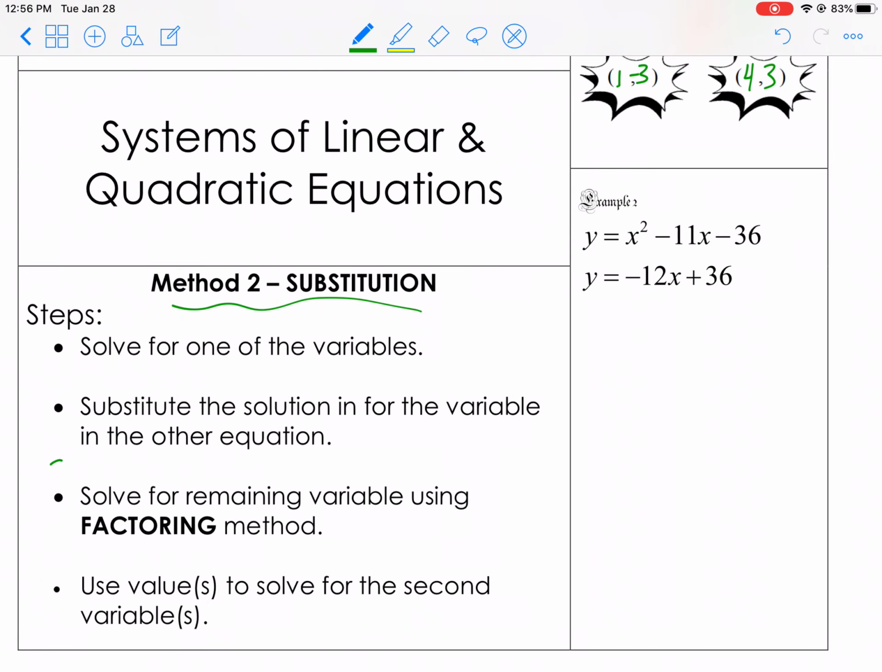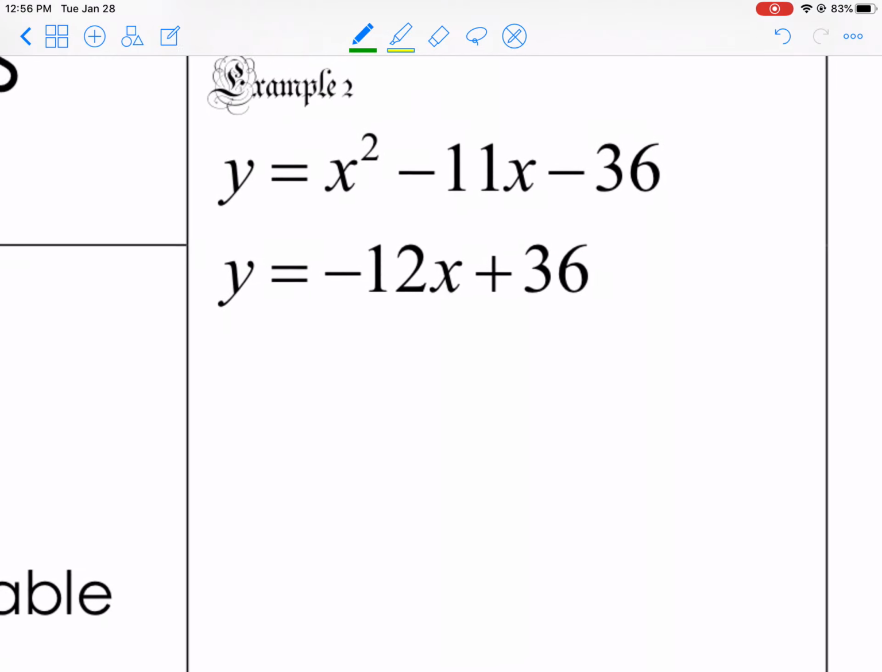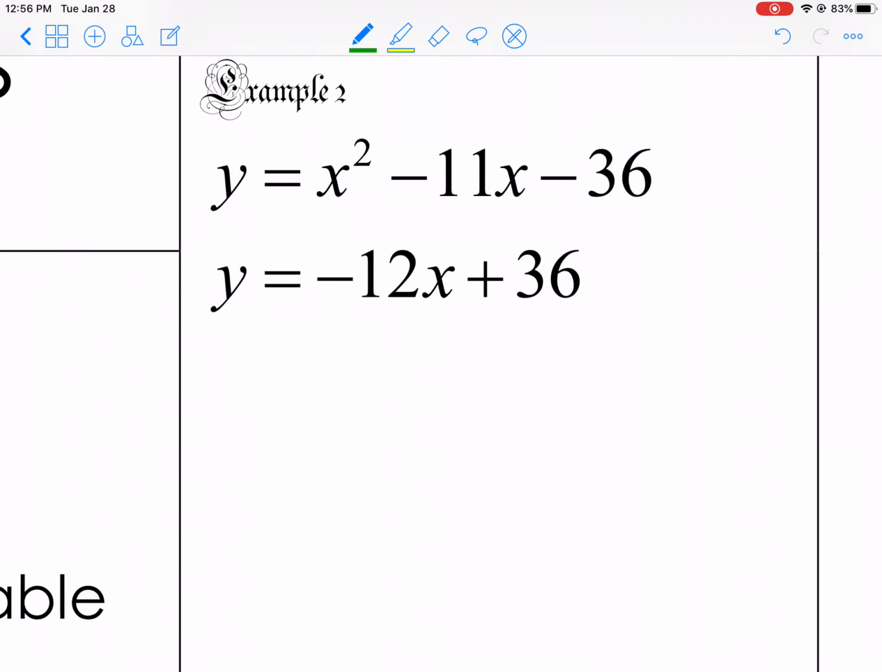If I were making these notes, I might add in here that we want to solve for 0. That's how we usually solve quadratics, is set it equal to 0 and then solve. Okay, so what I'm going to do, when both equations are already solved for y, I'm going to take this expression, y equals this, and I'm going to replace that y with negative 12x plus 36.